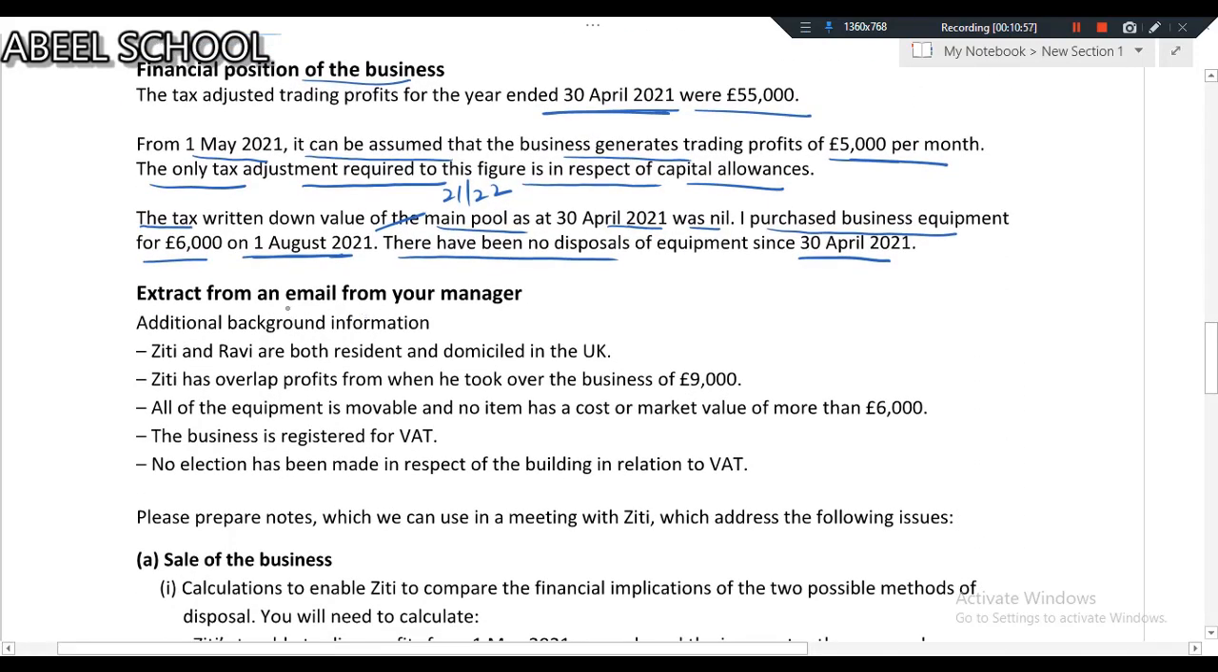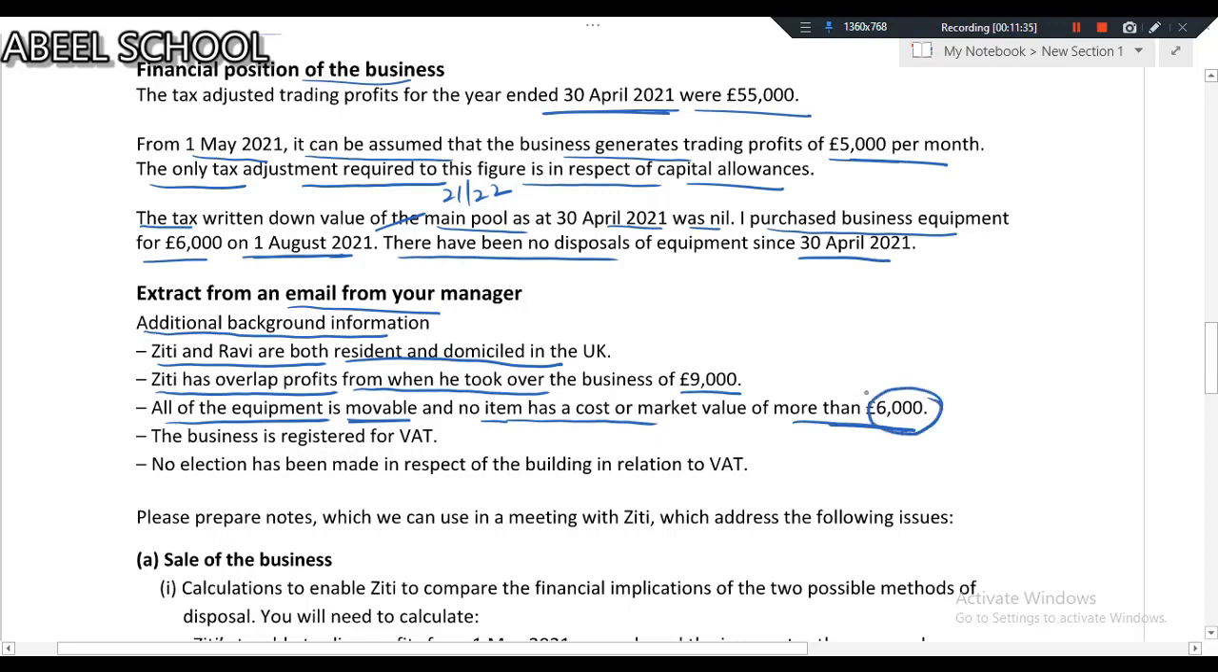Extract from an email from your manager. Additional background information. Ziti and Ravi are both resident and domiciled in the UK. Whoever is resident and domiciled in the UK, that person will have to pay income tax on his worldwide income. Ziti has overlap profits from when he took over the business, 9,000. Okay. All of the equipment is movable and no item cost or market value more than 6,000. Okay.